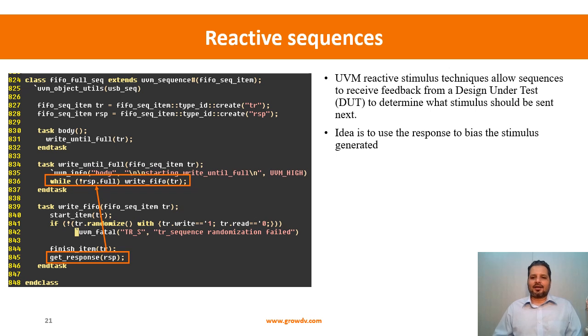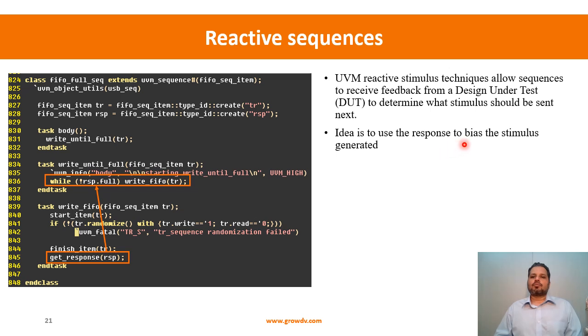Okay, let's look at a few more flavors of the sequences. There's this concept of reactive sequences, which can be done in a couple of ways. We'll look at one of the ways. The reactive stimulus technique allows the sequences to receive feedback from the DUT and then determine what stimulus should be sent next.